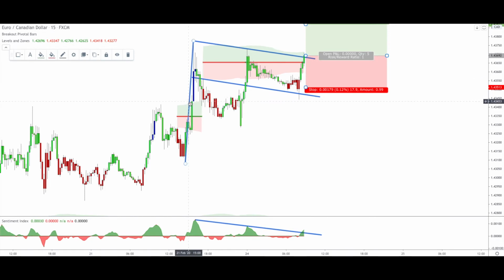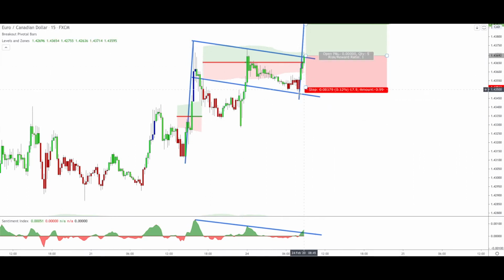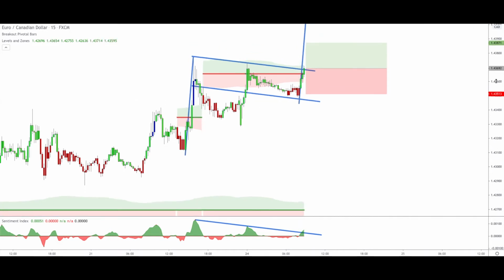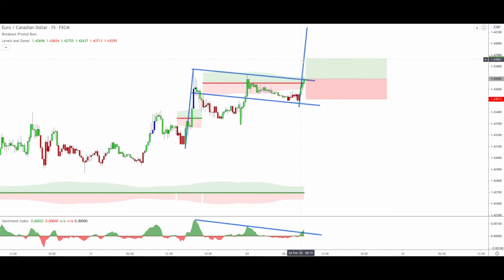The target is going to be like this. We take the previous impulse and we project it to the upside. So we start from the lowest point of this consolidation and we assume that it is this one and not the previous one. So we take the lowest point of this, let's call it second minor consolidation, and we project it to the upside. So we end up at this level up here.